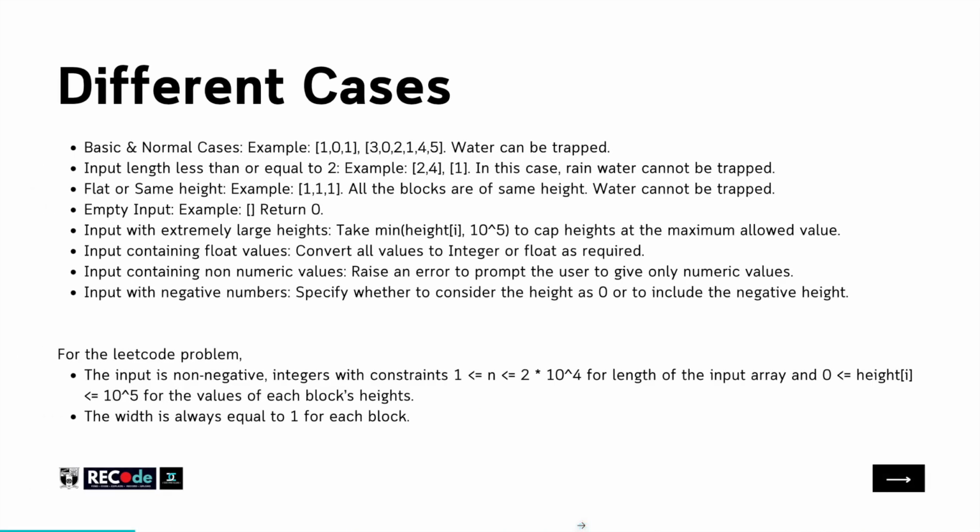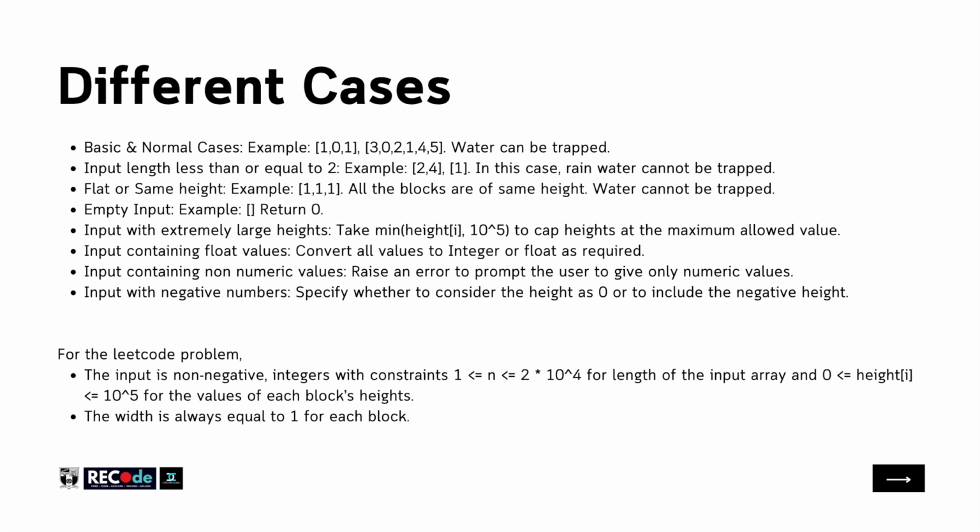Different cases that you may encounter: basic and normal cases where, for example, you have 1, 0, 1. So you'd have water trapped in 0's place. For input length less than or equal to 2, rainwater cannot be trapped because you only have 2 blocks and there's no space for rainwater to be trapped. Flat or same height: all the blocks are of the same height, so there are no dents or valleys or low areas where water can be trapped.